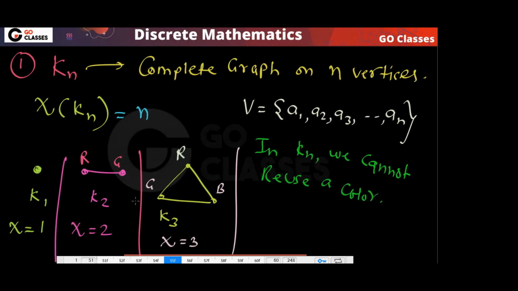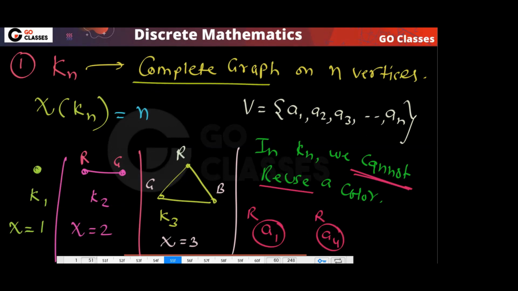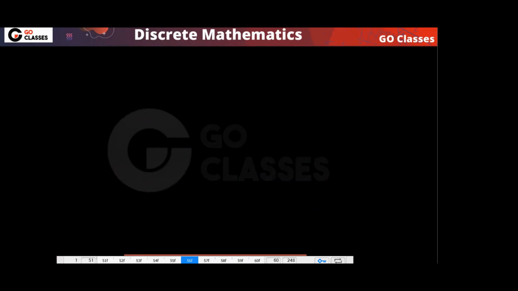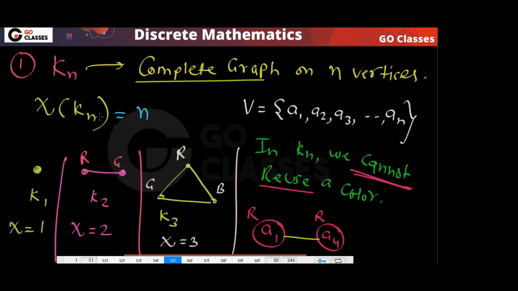If you reuse a color, then what will be the problem? Just think about it. Let us assume you reuse like this, red here, red here. What is the problem? Because this is a complete graph, every two vertices are adjacent, so you cannot reuse a color. That is the reason every vertex should get a different color. So the chromatic number for complete graph will be n.